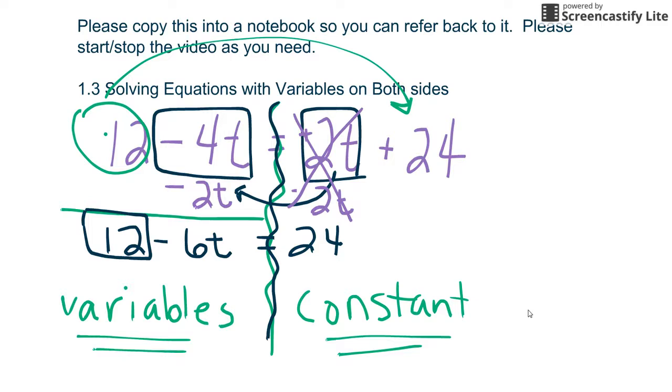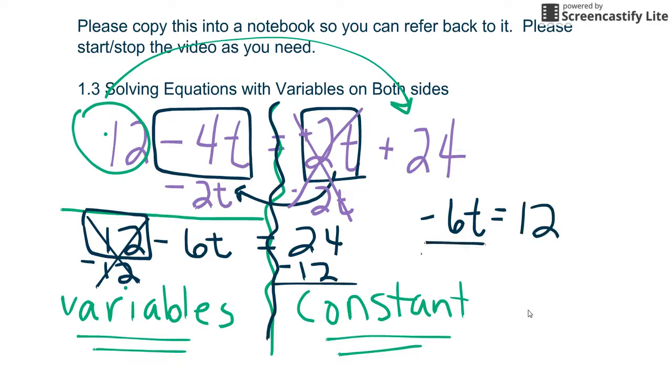So again, I'm going to go minus 12 and minus 12. This is going to cancel. And then let me scoot over here because I'm out of space. Negative 6t equals, and 24 minus 12 is 12. Divide by negative 6 and divide by negative 6. So t equals negative 2. So please copy that problem into your notes, and just realize that it's all about gathering your variables on one side and your constants to the other.